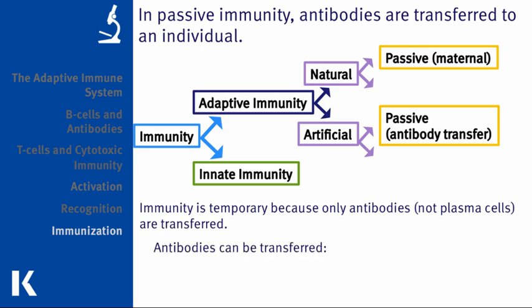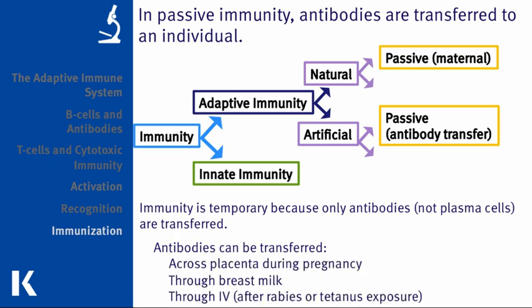That said, there are several ways to transfer antibodies, which can be especially useful to improve immunity in immunocompromised people like infants or cancer patients. These include but are not limited to placental transfer, breast milk, and straight-up intravenous transfers.